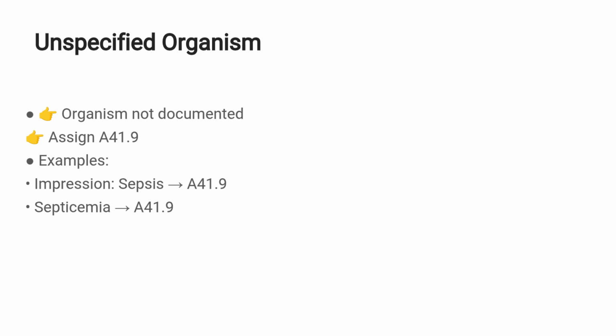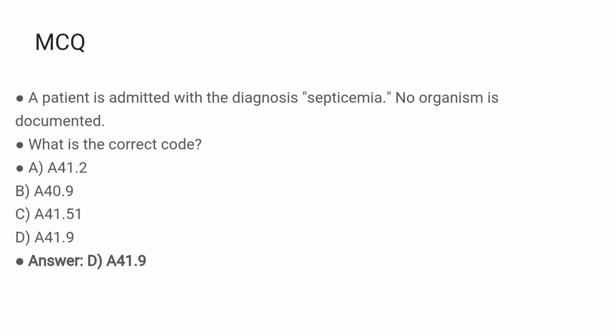For example, if the impression only says sepsis, we assign A41.9. Similarly, septicemia is also coded to A41.9. So when no organism is mentioned, use unspecified organism code. In this scenario, the diagnosis is septicemia, but no organism is documented. So we assign unspecified organism sepsis code A41.9. Specific organism codes cannot be assigned without documentation. So the correct answer is D, A41.9.